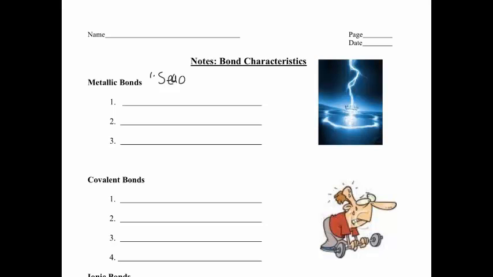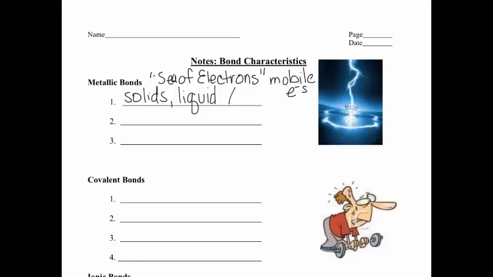Sea of electrons. And that sea of electrons is because the electrons are mobile. Those are two ways that they refer to the electrons in metallic bonding on the exam. You can find metallic bonding as mostly solids at room temperature, but also there's one liquid. And hopefully you've already memorized it. That is mercury. There is one liquid metal at room temperature.